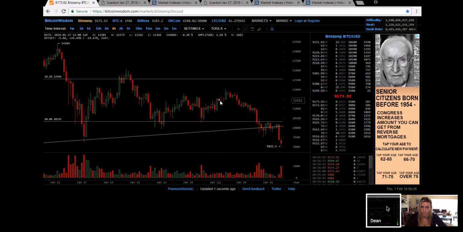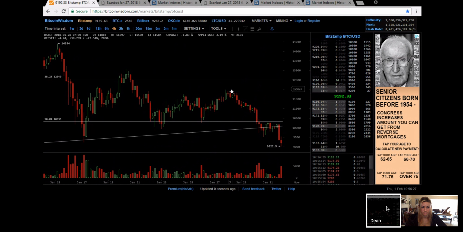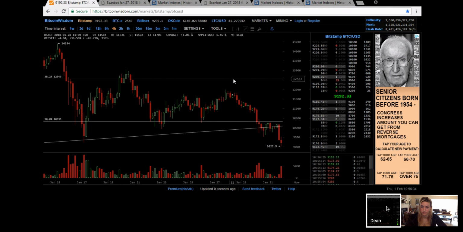And this is key to a lot of people that follow this technique. We were unable on this bounce to get back to the 12,500 line. Now, that is called a non-confirmation in some ways against other tools, but I look at it as the bounce is getting weaker and can't make it back to this major resistance or support line.